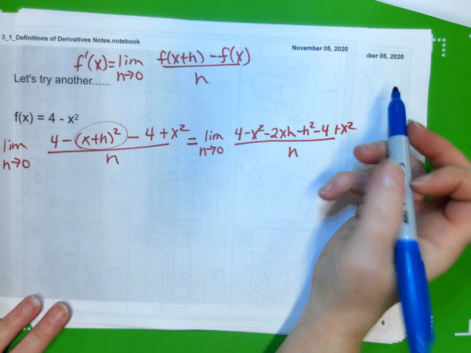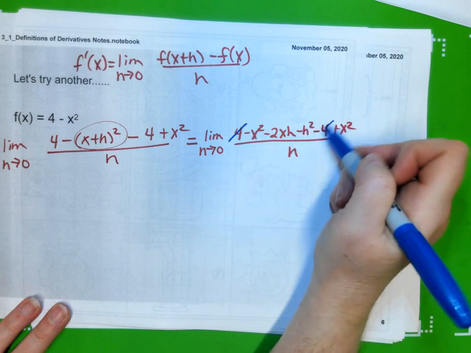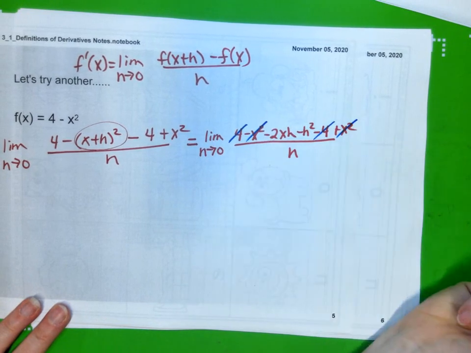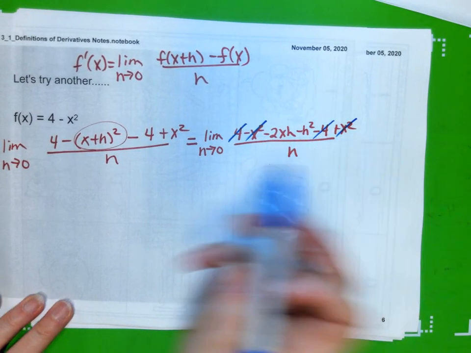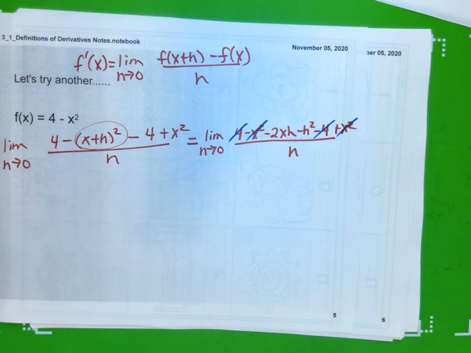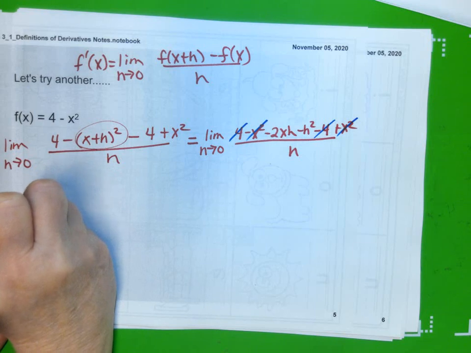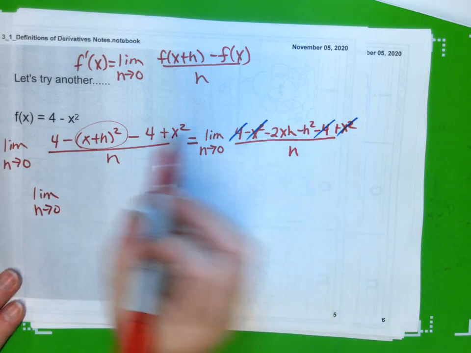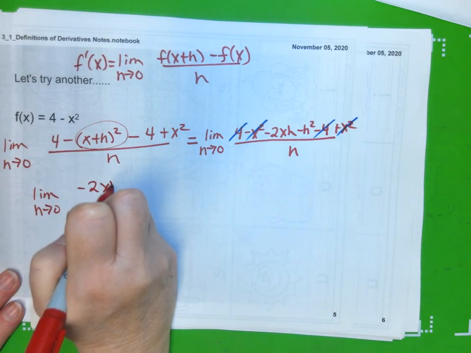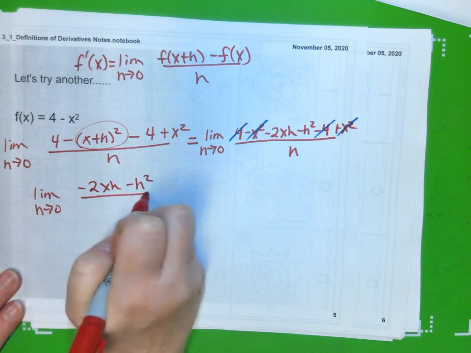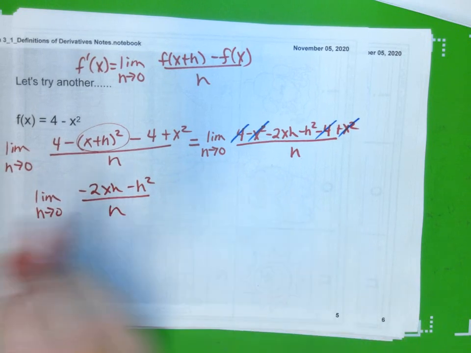I don't know. All right, so I got a positive 4 and a negative 4. I got a positive x squared and a negative x squared. That leaves me those things. So I have the limit as h approaches 0. What do I have left? I have negative 2xh minus h squared over h. Yep, there he is. Got him.